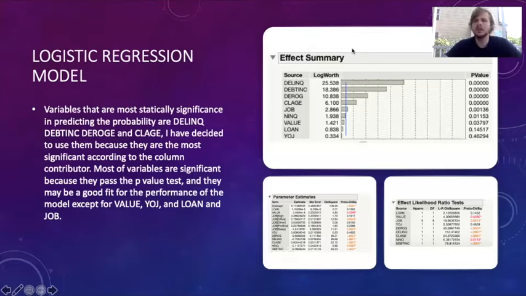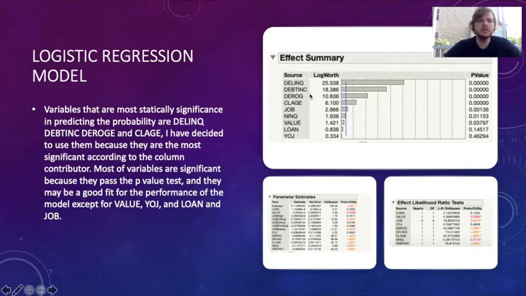Now I'm going to be talking about my second model, which is the logistic regression model. Variables that are most significant in predicting the probability are the length, depth, and the ROG. You guys could go back to the data dictionary and take a look at their meanings.